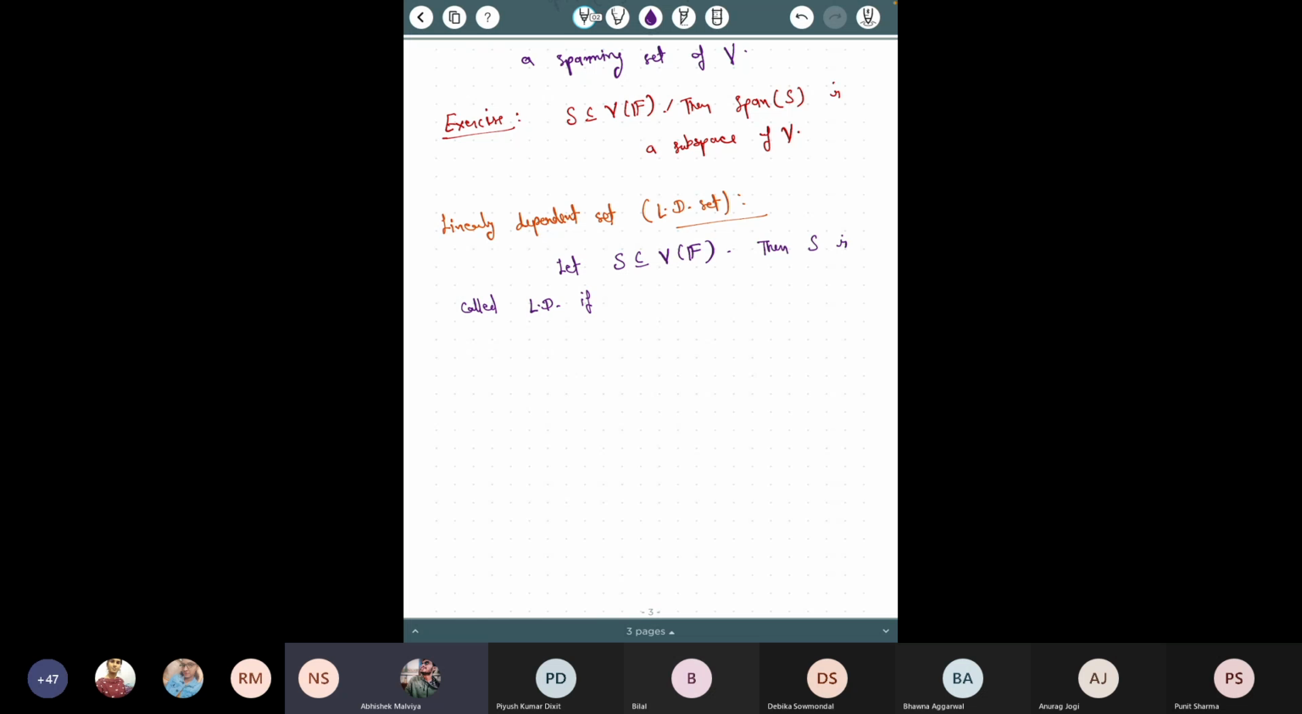Sir, can you also use the definition you gave directly in the sum? Whatever you want. If we write a linear combination of vectors of S, then for some scalar alpha_i not equal to 0, then it is called a linearly dependent set. But sir, that is not clear. If in a linear combination of zero even one scalar is non-zero, then that set S will be linearly dependent.